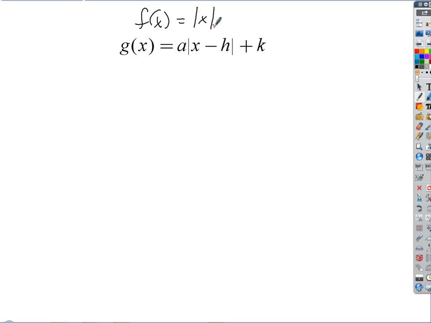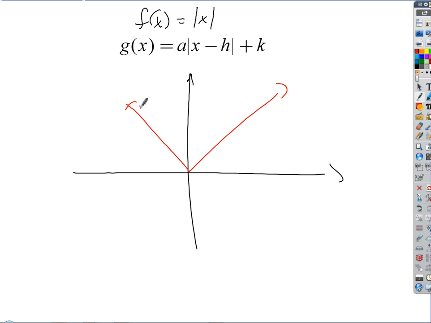So if we were to graph this, it would just look like that, right? Ken, I want you to focus on this. We gotta get this down. Test coming up Friday on this stuff. So here's the V.